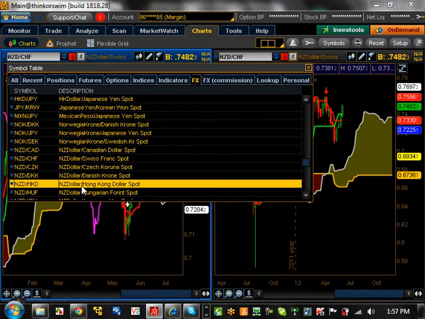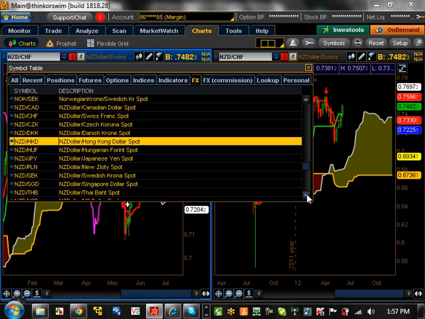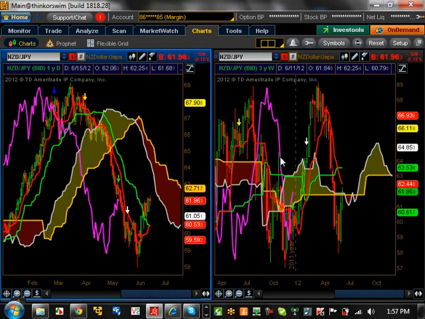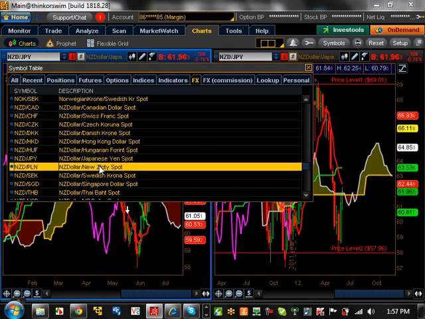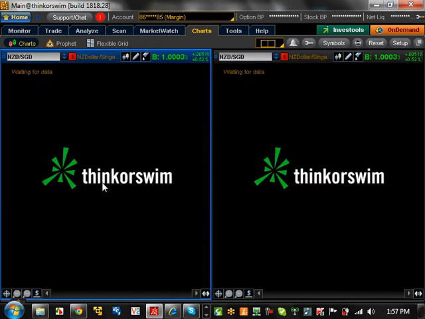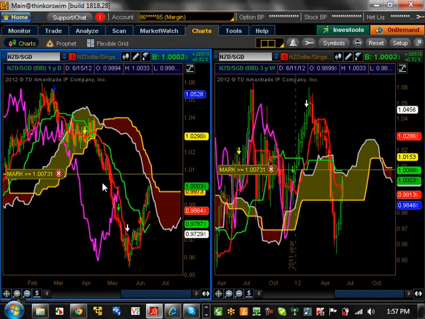Scrolling down, New Zealand yen. Nothing really going on here. You can see things have just consolidated between two different ranges right now. There are the ranges there, 57.96 and 69.01. You'll notice the majority of these currency pairs have 1,000 pip ranges right now on the weekly time frame.